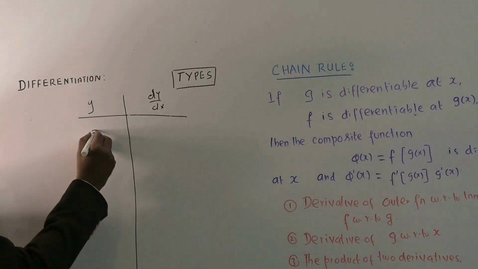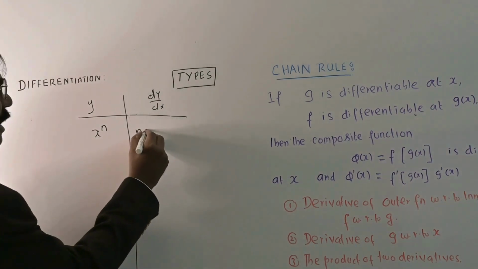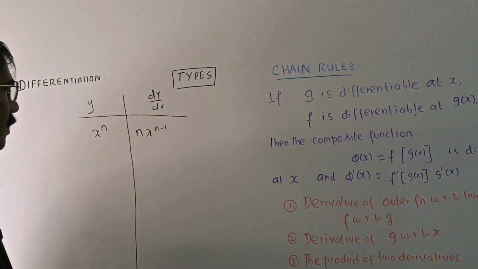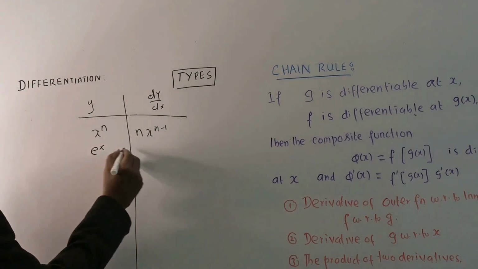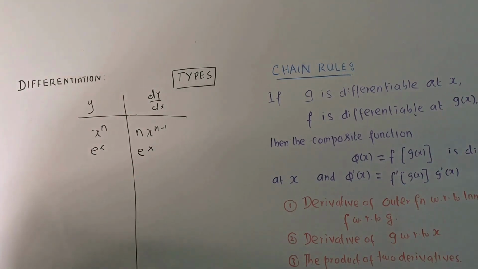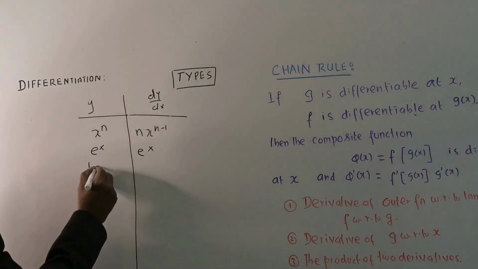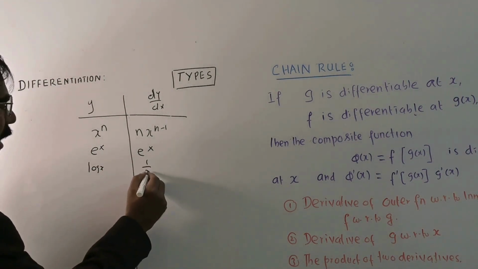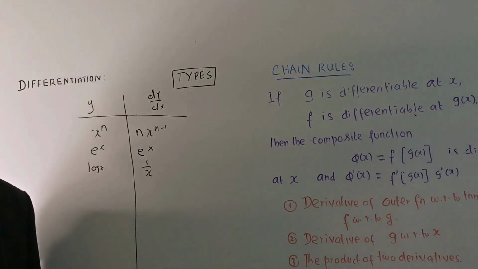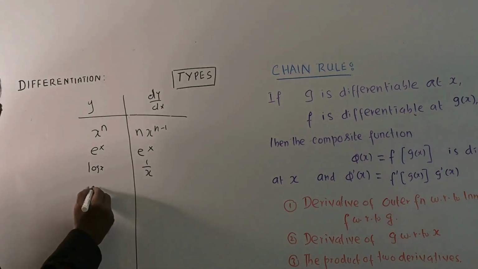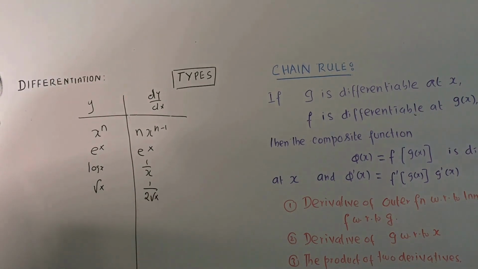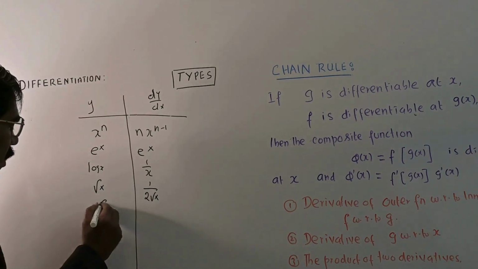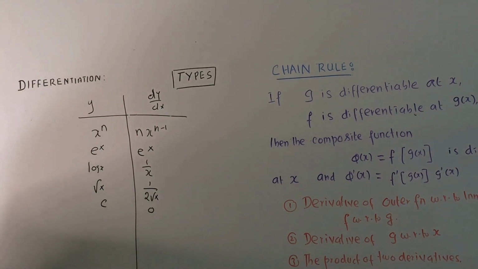Say, when you have x power n, when you differentiate, it is n into x power n minus 1. And if it is e power x, when you differentiate e power x, you get e power x. When you differentiate log x, you'll be getting 1 by x. And when you differentiate root x, it is 1 by 2 root x. When you differentiate a constant, you will get 0.